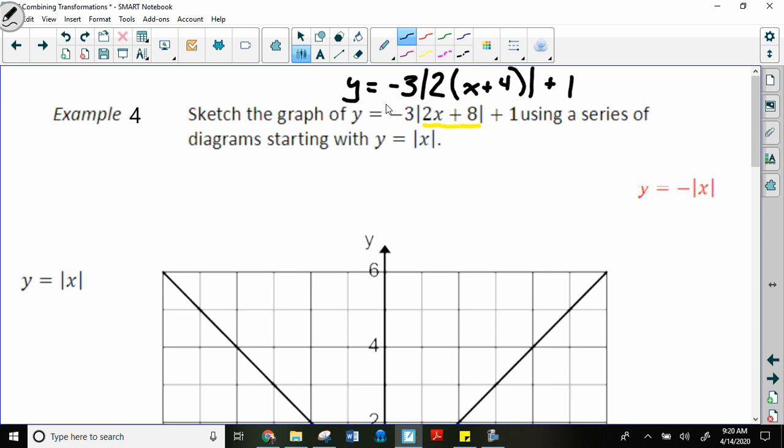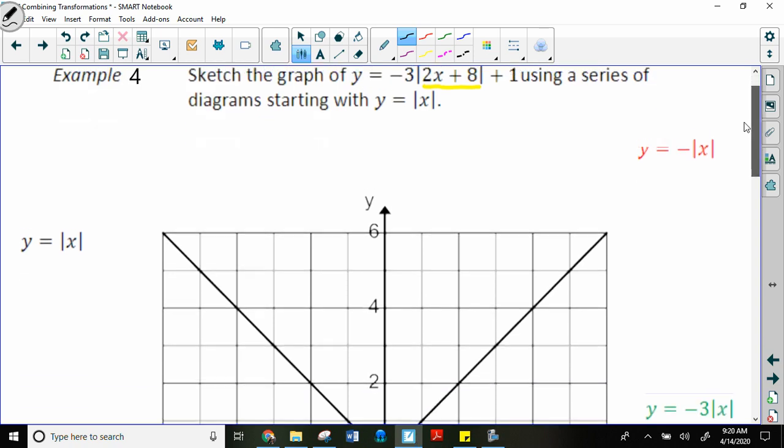So back to this. We have got the base graph, then we've got negative. We're going to treat that like its own transformation. Then we've got 3, that's a second transformation. Then we've got the 2, third transformation. Then this plus 4, which we're going to do the opposite, fourth transformation. Then we've got a plus 1 at the end, fifth transformation. We've got 5 transformations here.